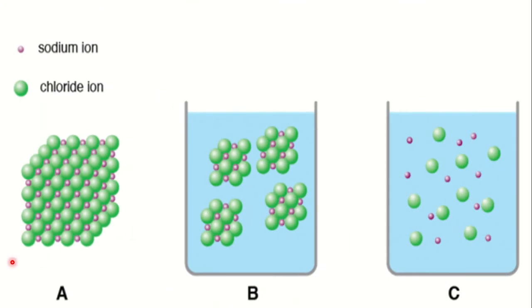Now, when an ionic compound is given into water, for example sodium chloride, the sodium ions and chloride ions are totally separated from one another and the ions can freely move in water. This is the solution of an ionic compound in water.